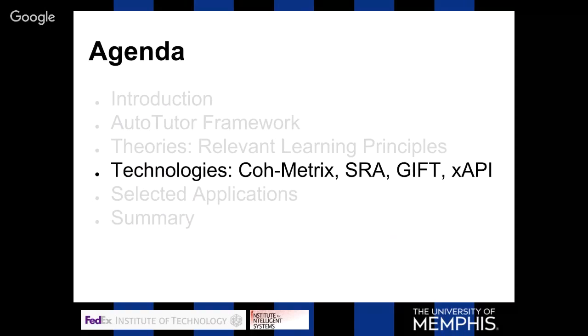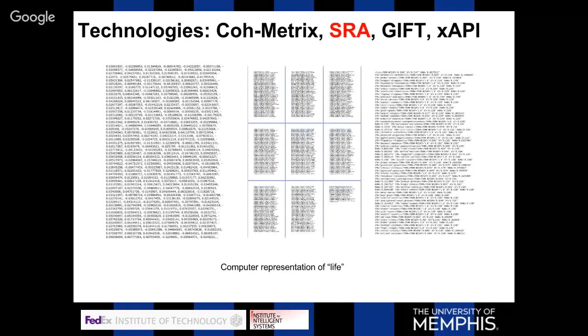Coh-Metrix is a text analysis tool. SRA is my term for semantic analysis; I call it semantic representation analysis. GIFT is a framework that I will mention, and xAPI I'm going to mention briefly, but I'll go into detail tomorrow. I'm going to focus on SRA, because Carolyn's here and she does text analysis, and he also does text and language processing. But mine is a stupid one.